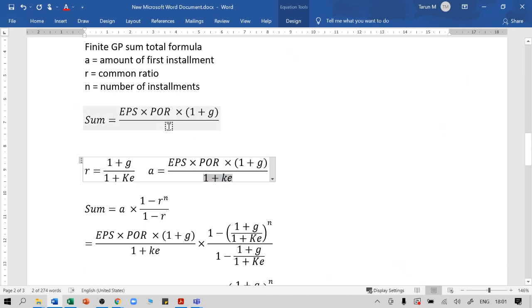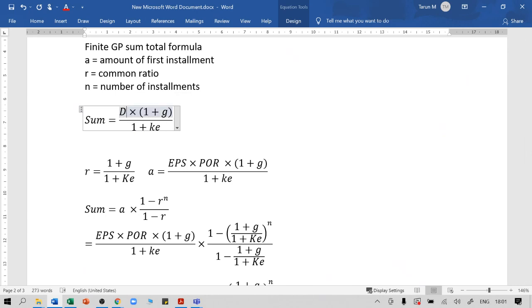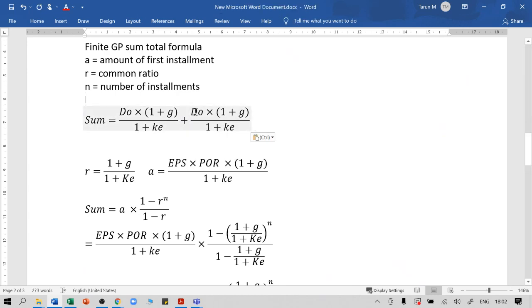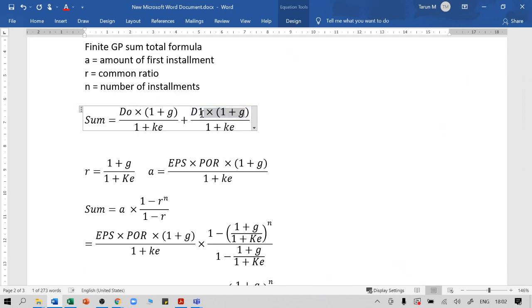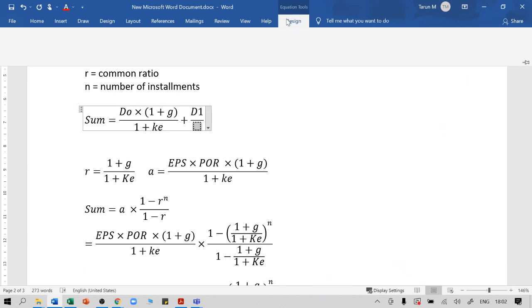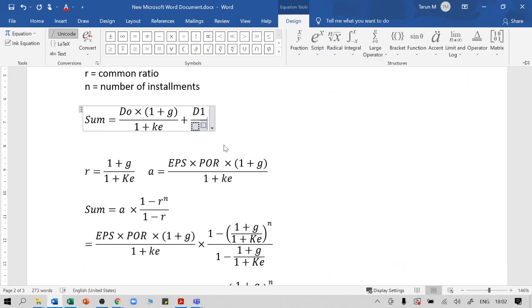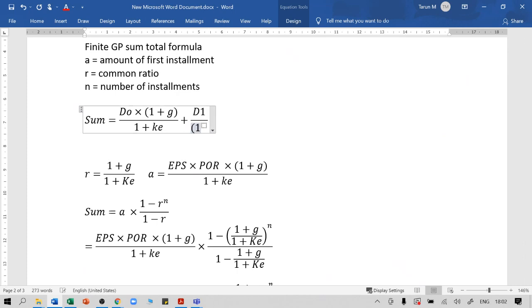And then this first year's dividend is divided by 1 plus K. Let me name EPS into payout ratio as D0. D0 into 1 plus G will give you D1. D1 divided by 1 plus KE will give you the first year's present value. Now for the second year, what will happen? I'll tell you. You will take D1, and to calculate its present value, you'll have to do 1 plus KE raised to the power 2, because this is the second year.